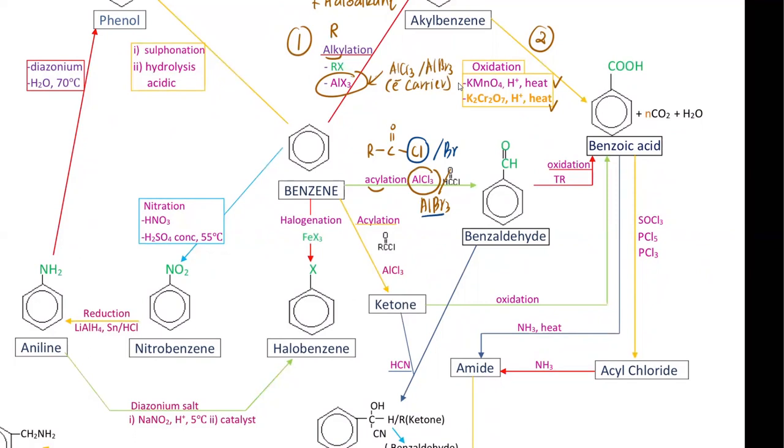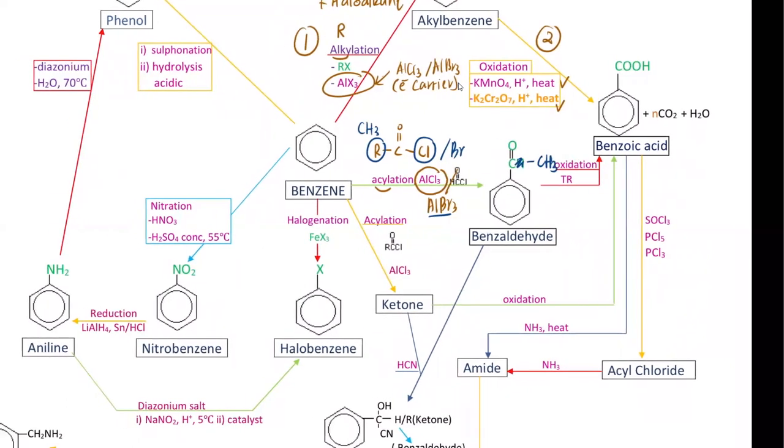Besides benzaldehyde, it can also form a higher group, for example ketone, depending on your acylation, depending on your R group. If this R group is CH3, then this H will change to CH3, and then you form a ketone. So it depends on your acylation. I will show you the mechanisms on this later.